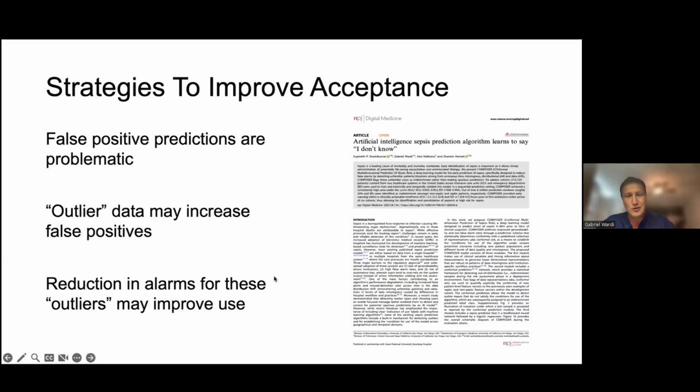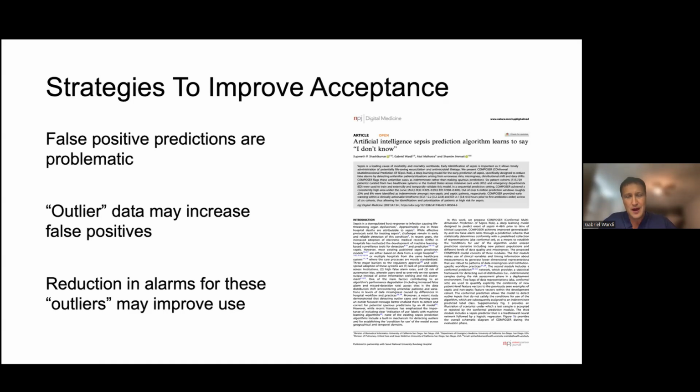But anyway, here are some of the strategies that we took for our model about improving acceptance based on some of the concerns that we identified from providers. And I think everyone would agree here that a false positive from any kind of predictive model is inherently problematic. It loses trust in the end user, and oftentimes people don't want to use the model after they've seen a number of false positives.